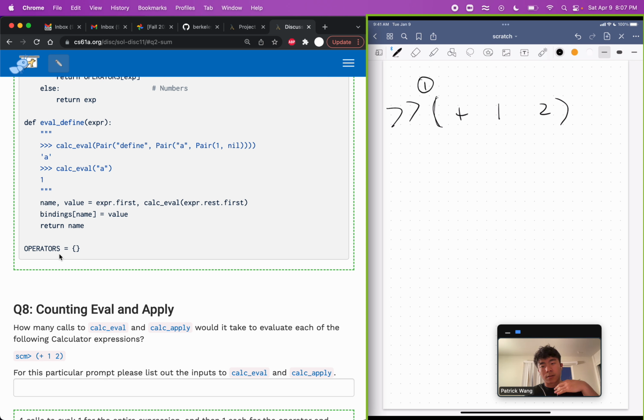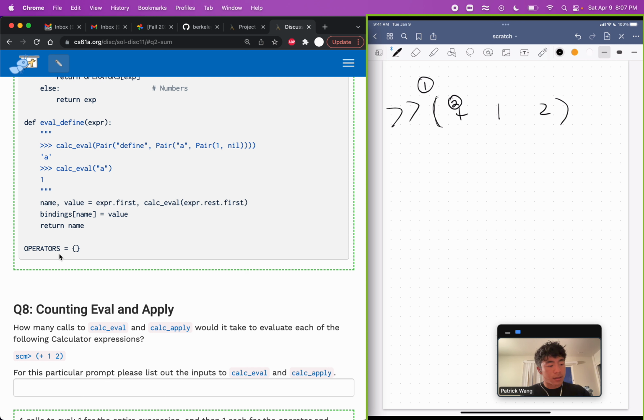That's when we call calc eval on this entire pair expression. Then what happens after is we always want to check the operator and evaluate it. So our second eval call is going to be checking the operator. It's a plus, that's addition, and we know that addition is not a special form. So if it's not a special form, then we can go on and evaluate every single operand and then apply that operator using calc apply on each of the operands.